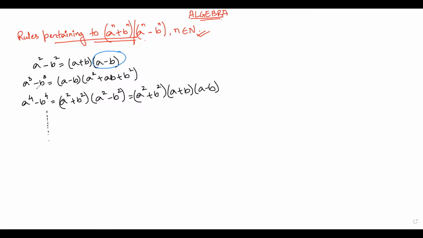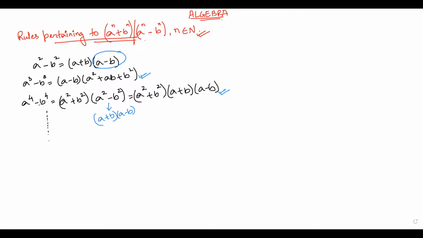In a similar way, a cube minus b cube is given by a minus b times a square plus ab plus b square. So here also a minus b is a factor, or we can say that a cube minus b cube would be completely divisible by a minus b. Now, if we go for a raised to power 4 minus b raised to power 4, which can be written as a square plus b square times a square minus b square, which can further be written as a square plus b square times a plus b times a minus b, because a square minus b square is a plus b times a minus b.